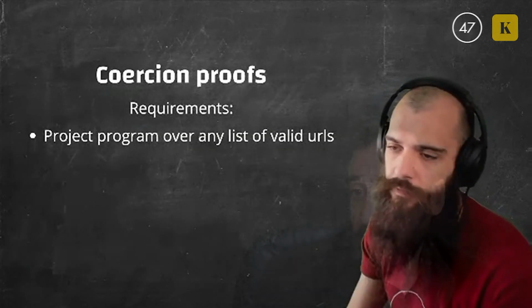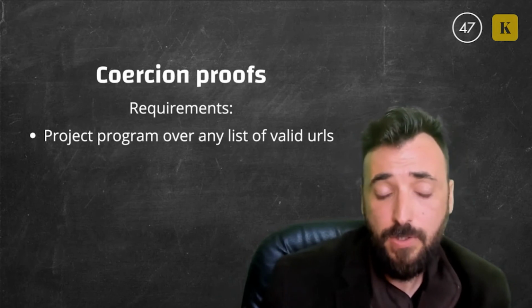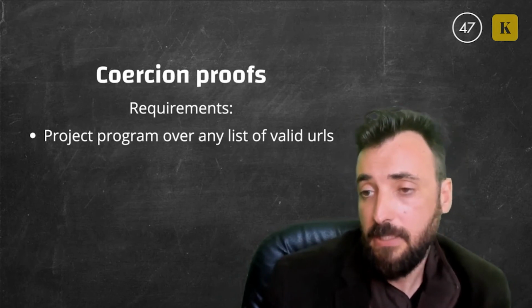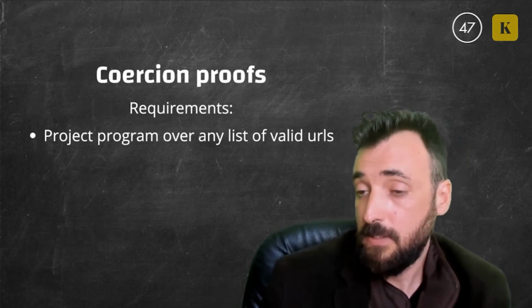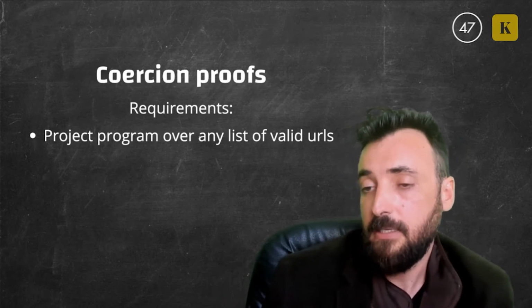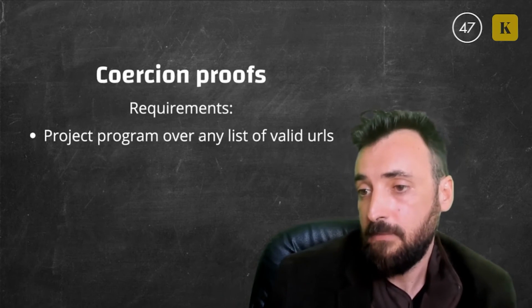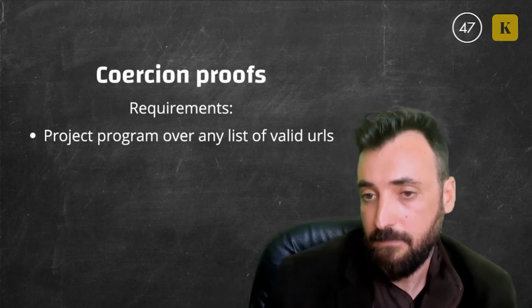Thank you, Simon. So the last requirement of our application was to actually be able to hide the complexity of this implementation behind a very simple API. And for that, we're going to use a type system feature called coercion proofs. And what we're going to try to do is project our entire program and hide it inside the list of URLs and provide that as an API to obtain structured entities.